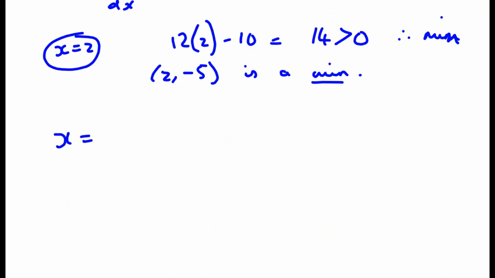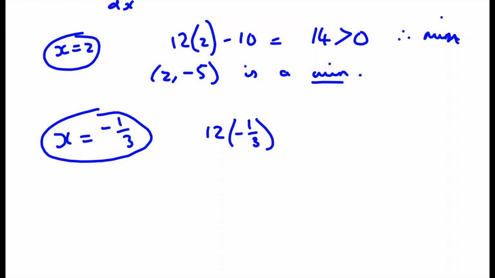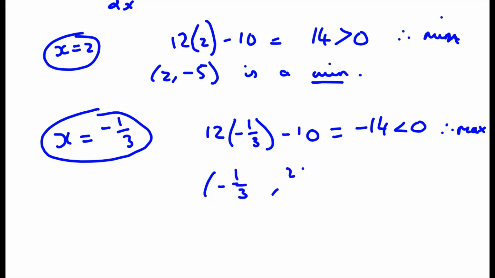We're going to do the same for negative 1/3. 12 lots of negative 1/3, take away 10. 1/3 of 12 is 4, minus times a positive is a minus, so we're going to have negative 4, take away 10, which is negative 14. This is less than 0, therefore it is a maximum. So negative 1/3, 208 over 27 is a maximum.